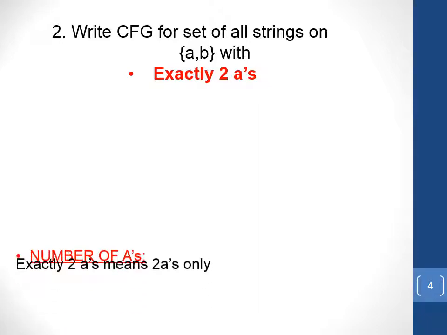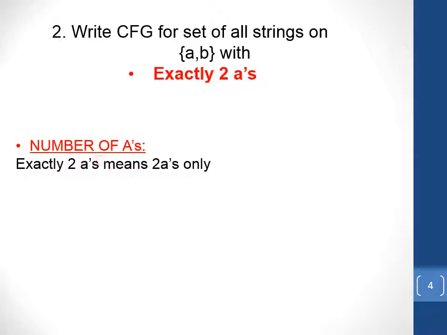So the first restriction is that the number of a's is exactly 2, meaning neither less than 2 nor more than 2, exactly 2. All strings having exactly 2 a's will be accepted by this grammar.